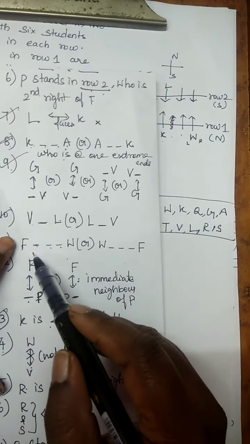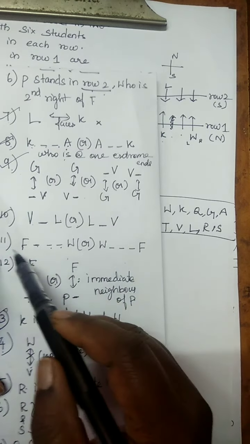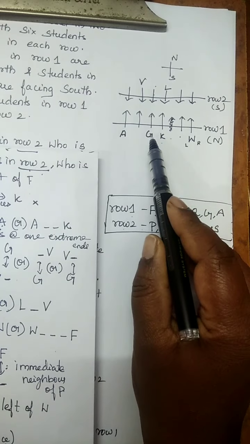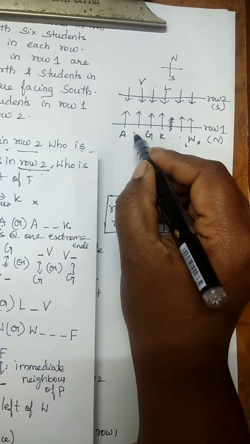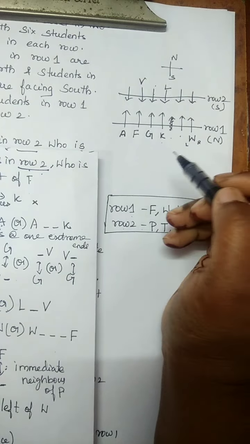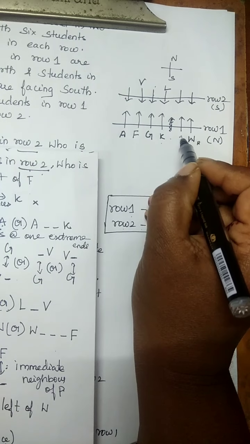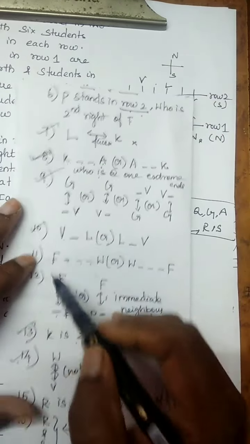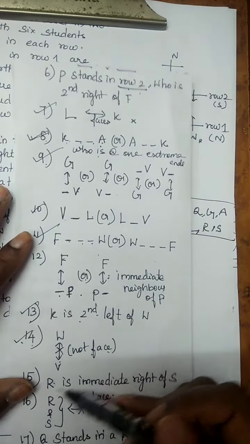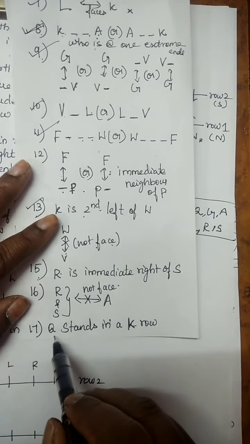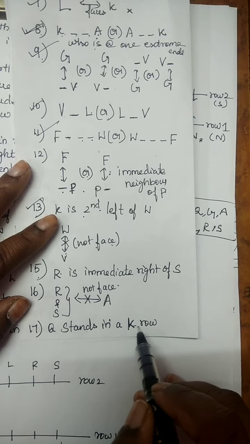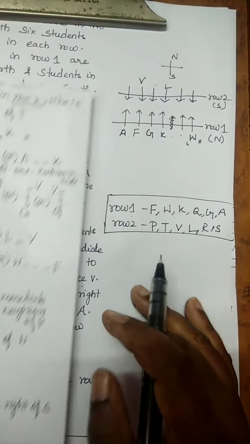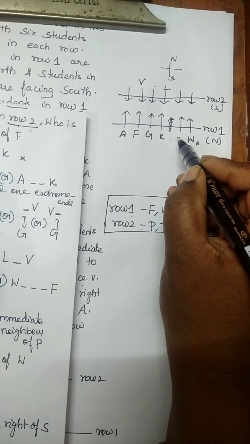Now there are 3 persons between F and W. W we already placed here. So 3 persons. 1, 2, 3. And here it's F. Right? There are 3 persons between F and W. Okay. This point also concluded. Now, see here, 17th one. Q stands in K's row. Wherever K is present, Q also will be in the same row. So, Q must be here.